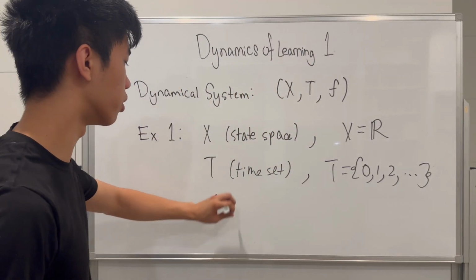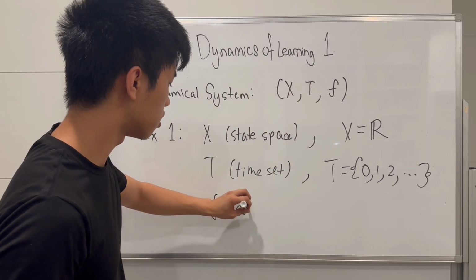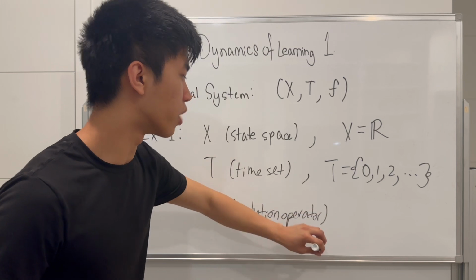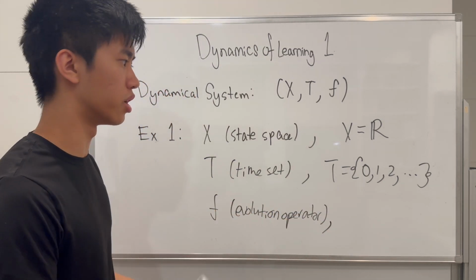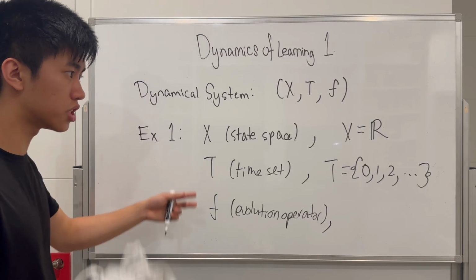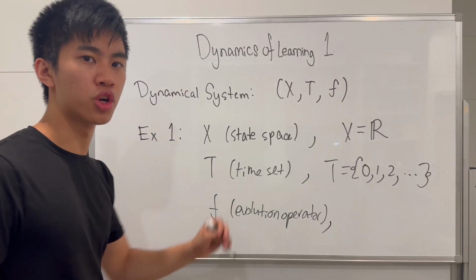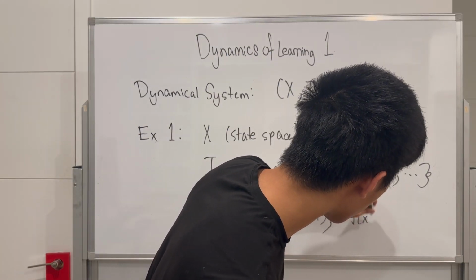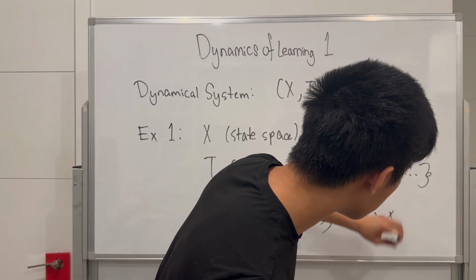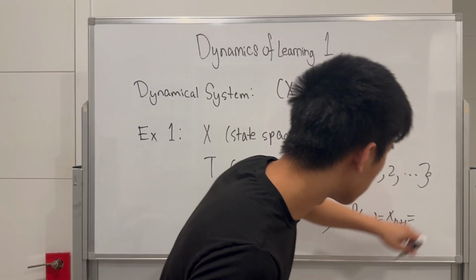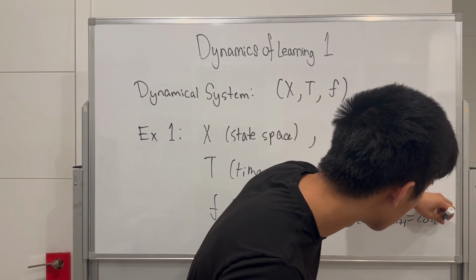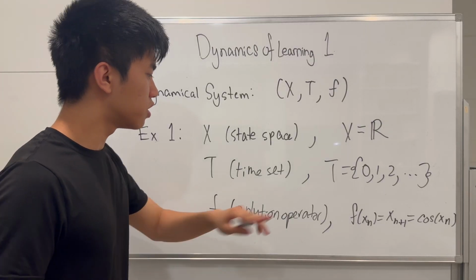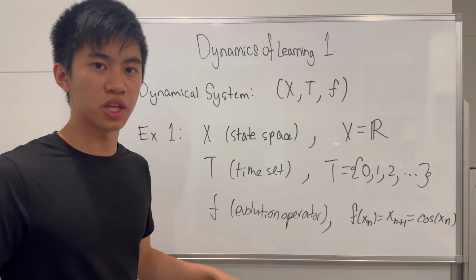Now we have the evolution operator, which is a function that tells you how your system changes over time. That's the actual equation that's governing everything. So in our system, we have that every term is the cosine of the previous term. So we could express this like so: f of x_n is equal to x_{n+1}. And what is f? Well, it's cosine. It's the cosine operator. Okay? So f is basically just our update rule. We call it a map or update rule.